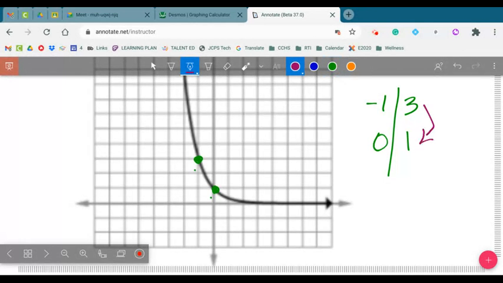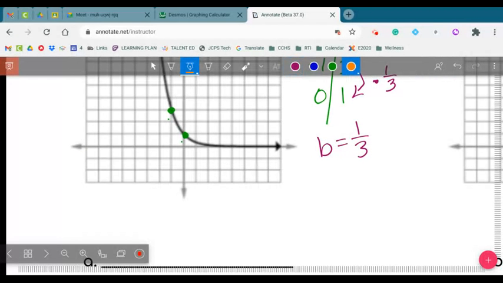So to get from 3 to 1, I divided by 3, which is the same as multiplying by a third. So this means my b value is 1/3. That matches, because if it's decay, I want my b value to be a fraction. Your d value is your horizontal asymptote. Your horizontal asymptote on this is 0. So my d value equals 0.